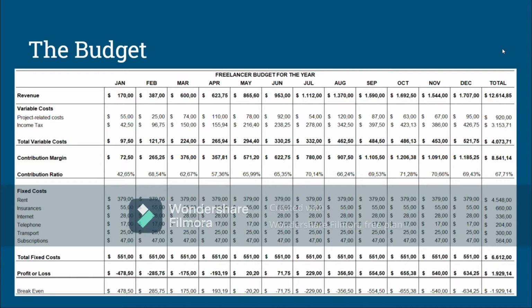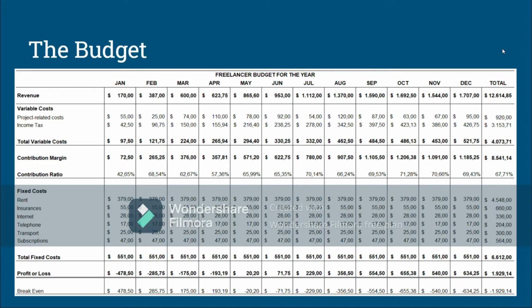Now next to the variable cost, we are looking at the project related cost, which means costs which are directly related to the project the freelancer is having, like buying a new computer or a new camera equipment for some future projects. Next up for the variable cost, we have income tax, and the income tax in Bangladesh is 25%, so therefore the income tax will be 25% of the revenue each month.